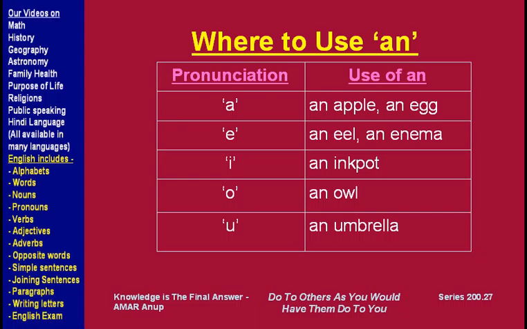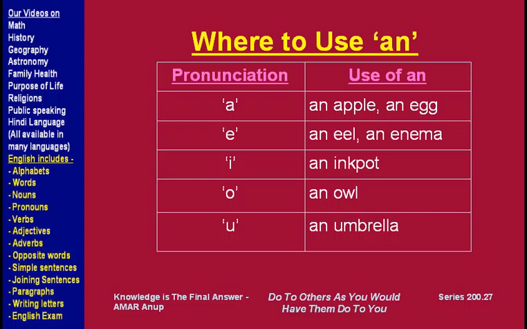Apple, the pronunciation starts with a, apple. Egg, even though it is written with an E, the pronunciation starts as egg. The next line is where the pronunciation starts with E. An eel, an eel is a type of fish. An animal, we are using an. Another example is an ink pot. Here the pronunciation starts with I, ink.